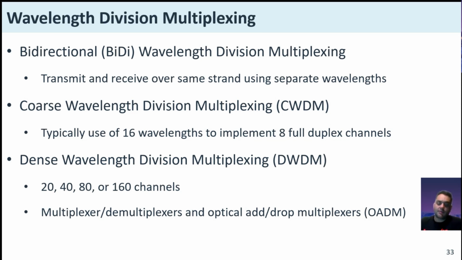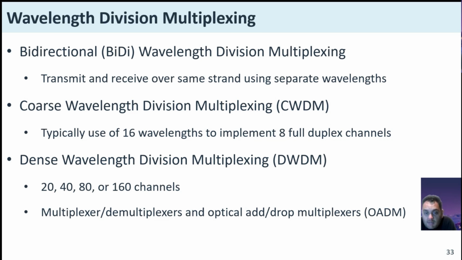Coarse wavelength division multiplexing supports up to 16 wavelengths to implement 8 full duplex channels. Once again, it is essentially like the theory of striping a RAID, or like we were discussing earlier, using a certain amount to complete full duplex channels of another amount. In this case, we're using 16 wavelengths to complete 8 full duplex channels. This is typically used to deploy 4 or 8 bidirectional channels over a single fiber strand.